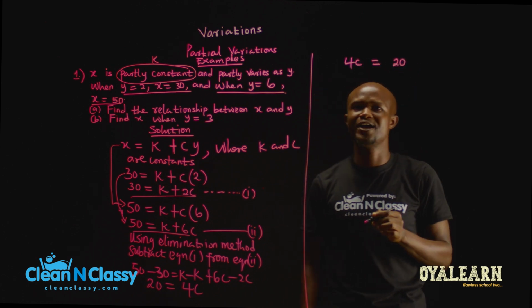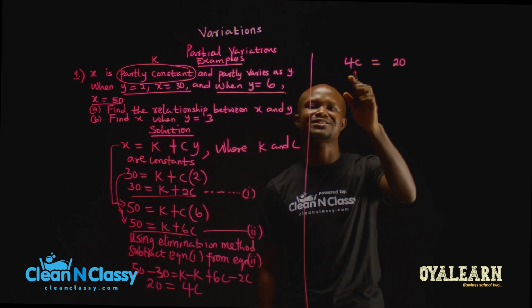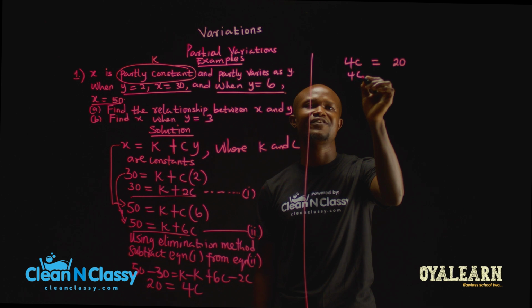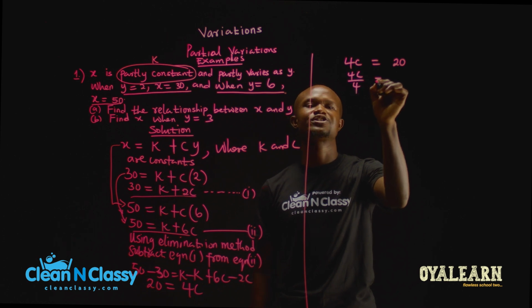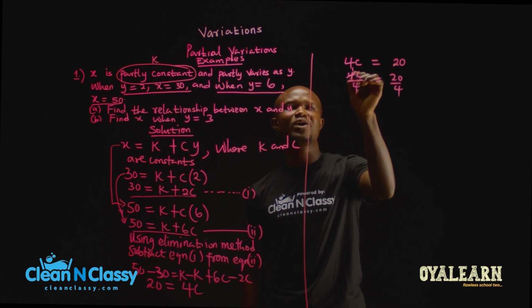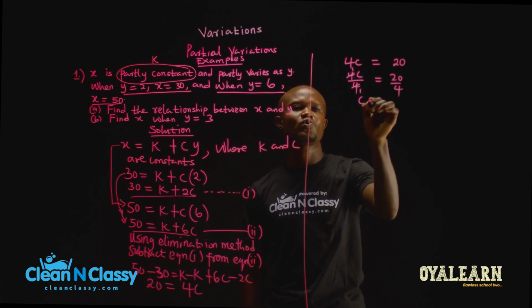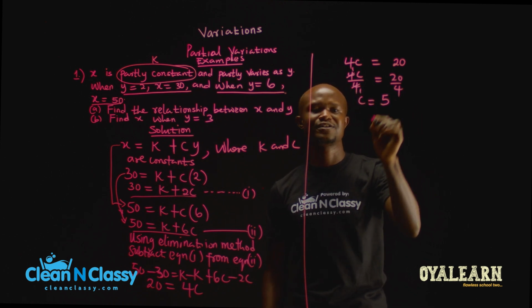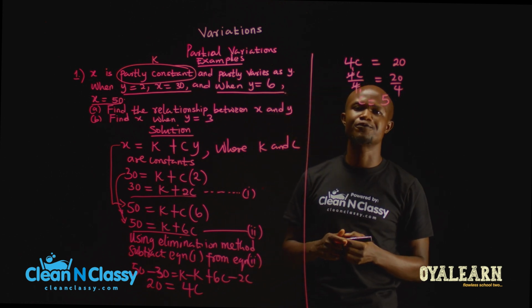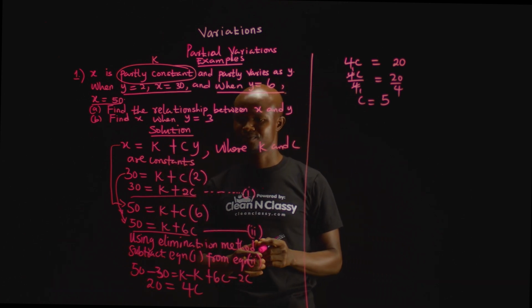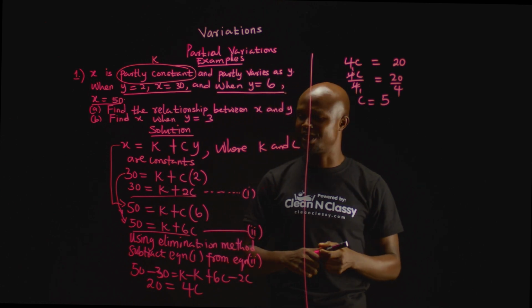What do we do from here? We divide both sides by 4 in order to get the value of c. 4c divided by 4 equals 20 divided by 4. So c equals what? 20 divided by 4 is 5. Now we know the value of c to be 5, but we also need to get the value of k.